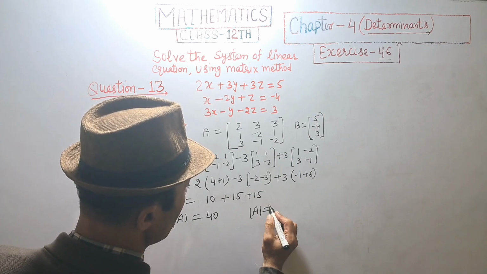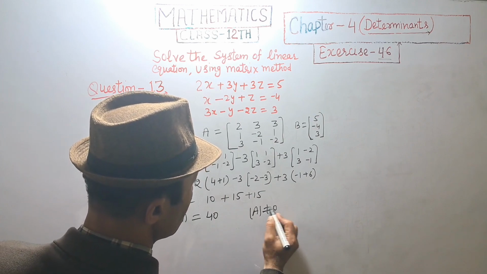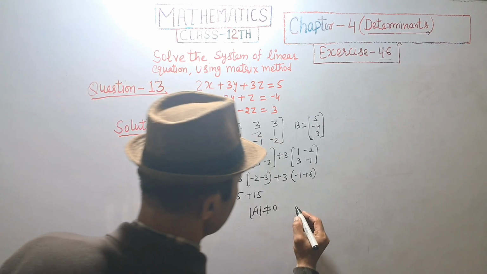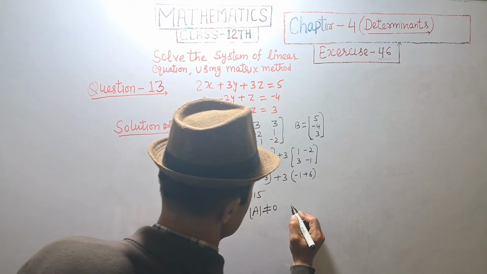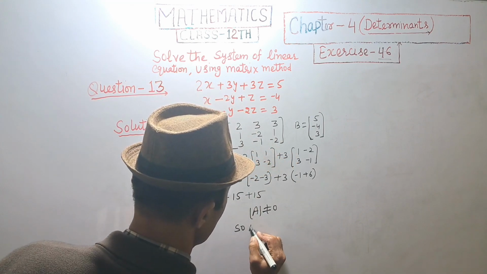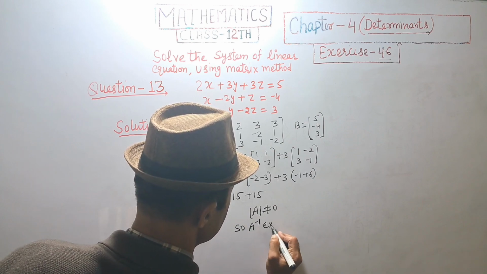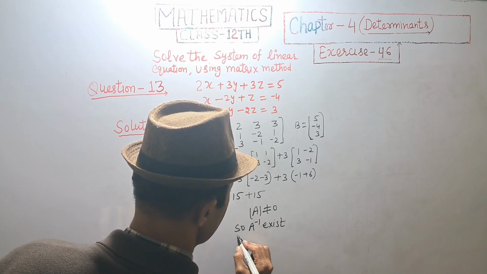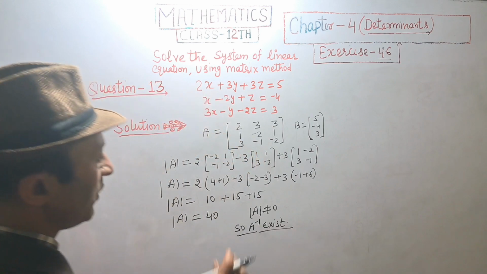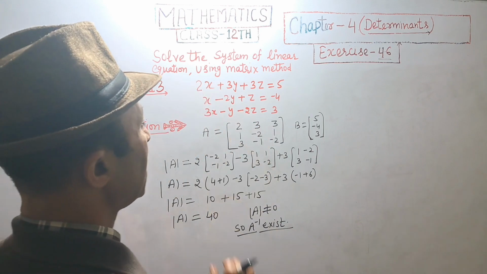The determinant of A is not equal to 0, so A inverse exists, and we find the cofactors of matrix A.